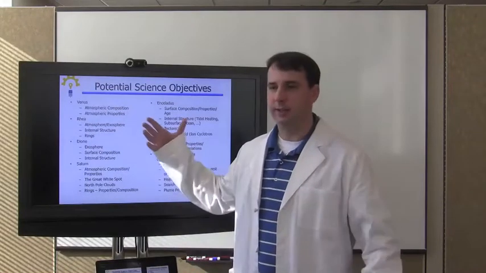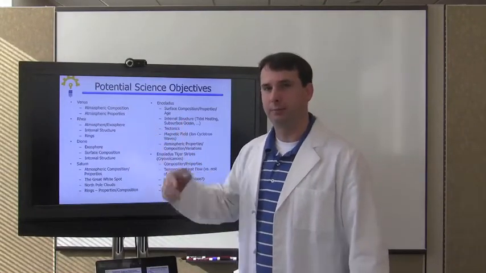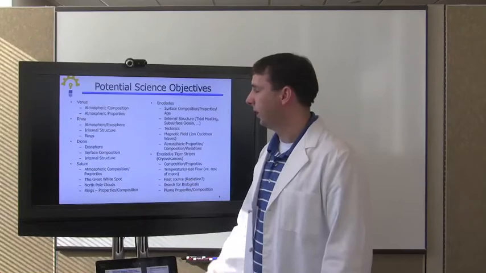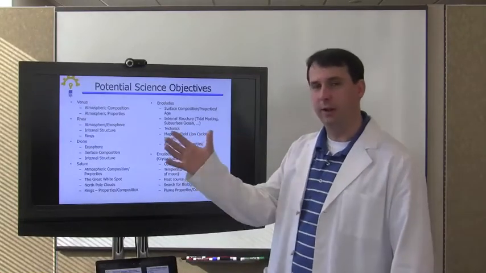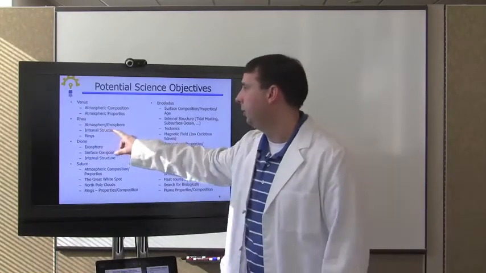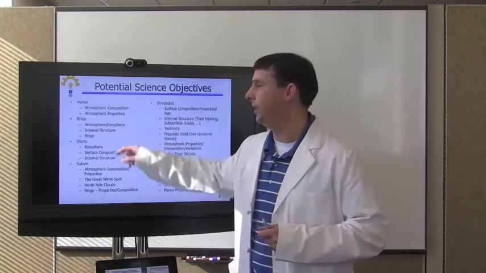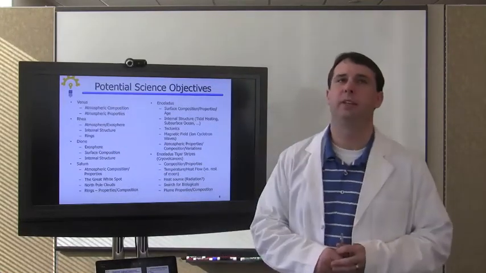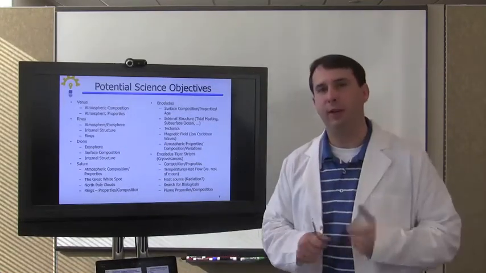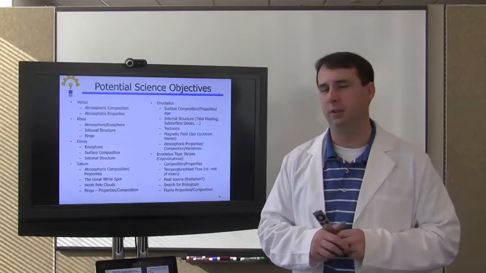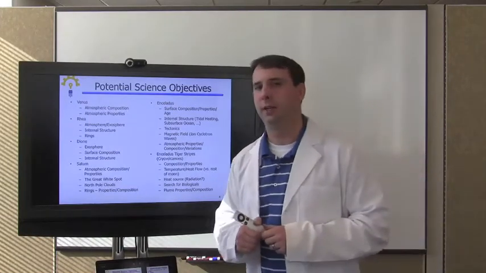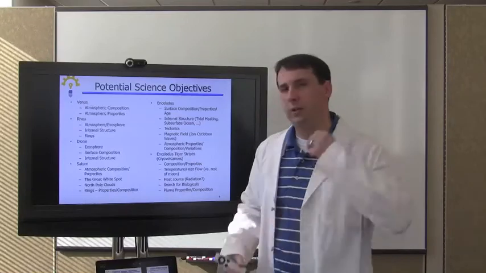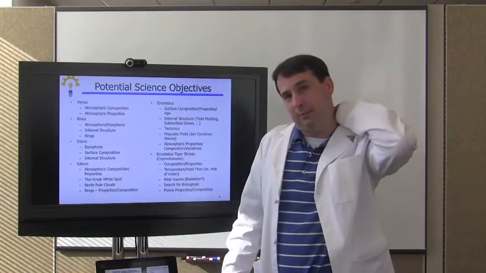Rhea, again, it's a moon of Saturn. And it's further out than Dione and Enceladus. You could look at atmosphere, or they call it an exosphere, actually. Rhea has a really thin atmosphere, and scientists call it an exosphere because it's so thin. It's not really thick enough to be considered an atmosphere.